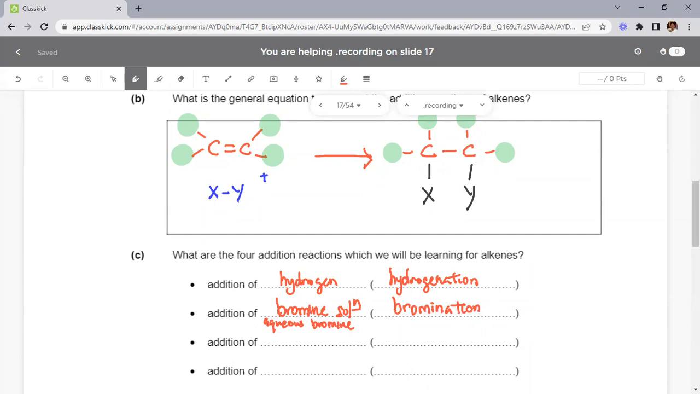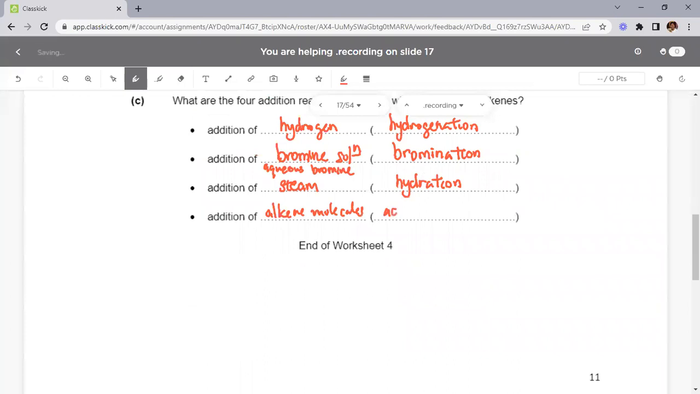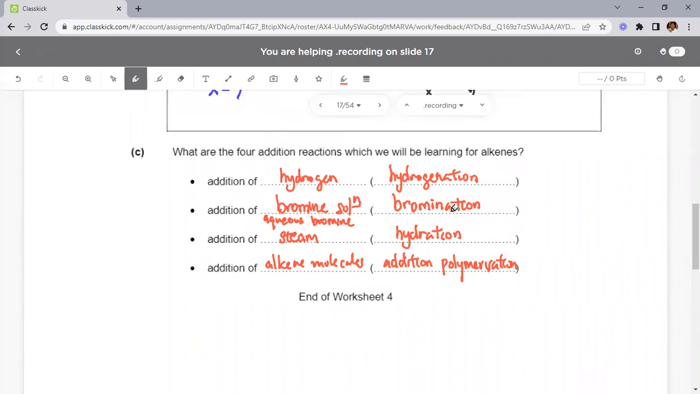So addition of hydrogen we call hydrogenation, and addition of bromine we call bromination. The other one is addition of steam. Steam is your water molecule in gaseous form. Because you're adding water to the alkene, we call it hydration. The last one is the addition of alkene molecules to one another. This reaction we term addition polymerization. We're going to go through these four reactions in the next worksheet.